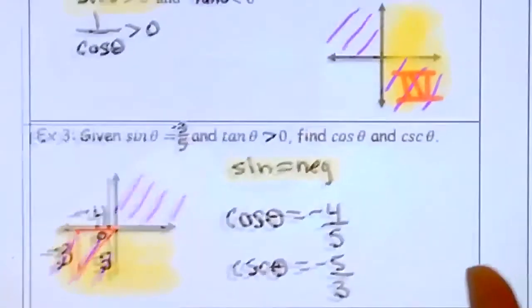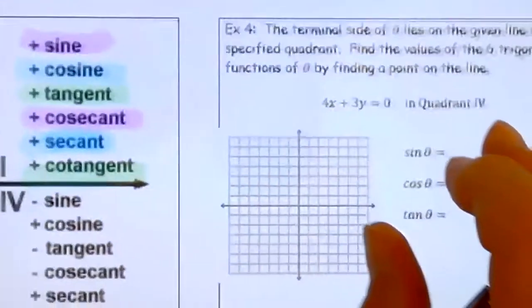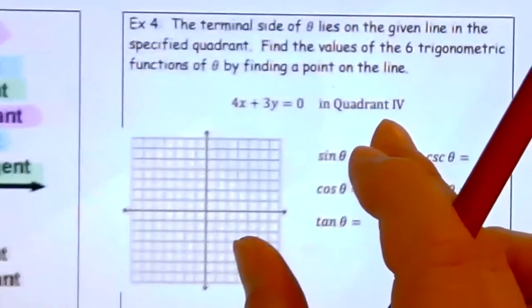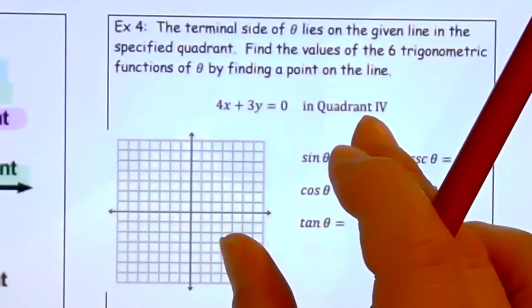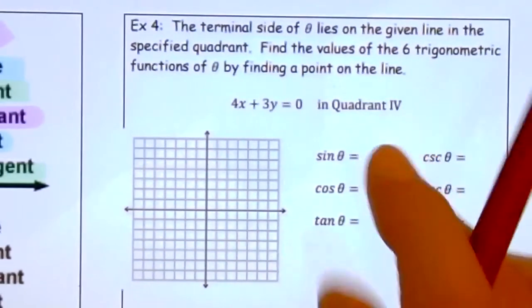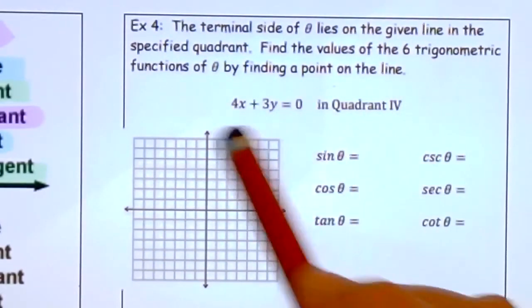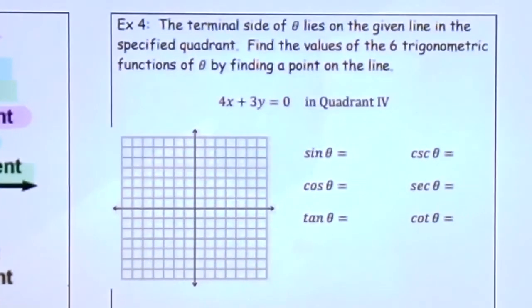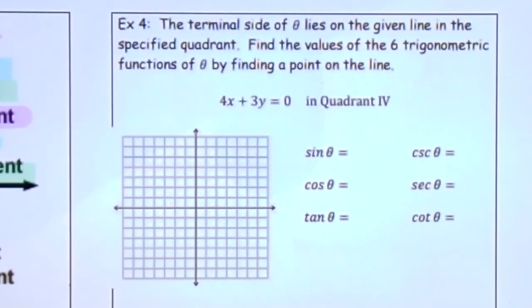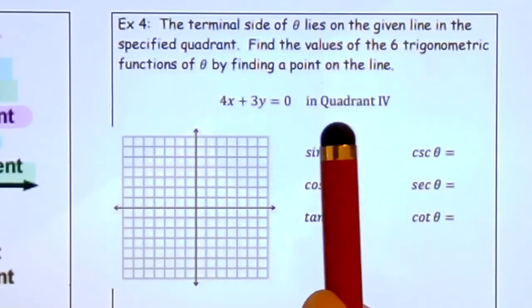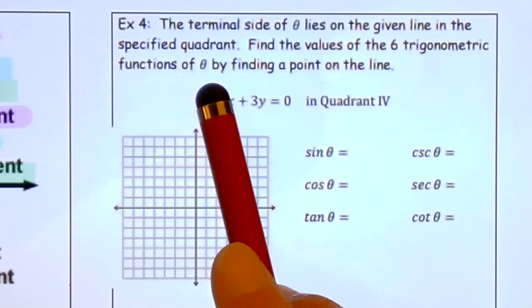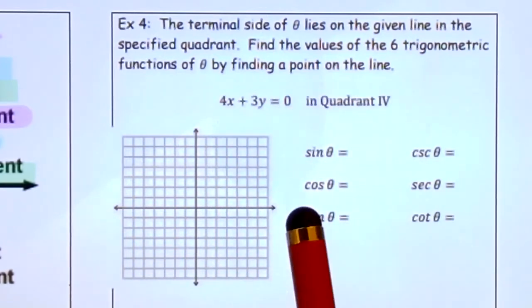Okay, so next one. So this one, we're going to actually be plotting a line. And we want it in quadrant 4. And it's going to be forming like my radius that I would be drawing, okay, or my hypotenuse. So this is the terminal side of theta lies on the given line in the specified quadrant. Find the values of the 6 trigonometric functions of theta by finding a point on the line.